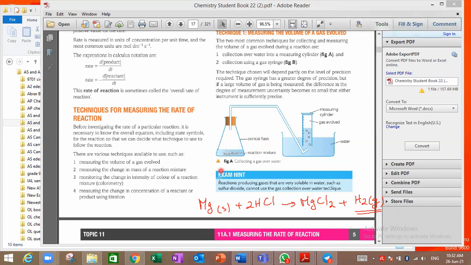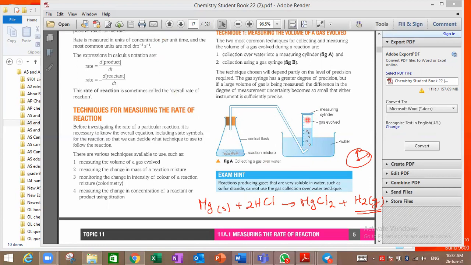And then we are going to add the magnesium metal to the hydrochloric acid. And at once, we are going to cover the conical flask using the bung, and then the stopper, whatever we call it. And then at the same time, we are going to use the stop clock or the stopwatch to measure the time. And we will measure the volume of the gas produced.